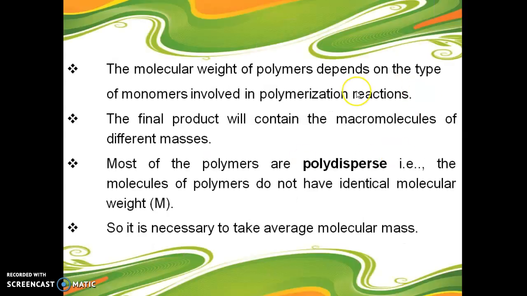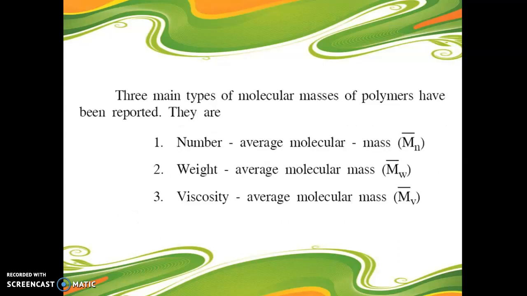The molecular weight of a polymer depends on the type of monomer involved in the polymeric reaction. The final product will contain macromolecules of different masses. So most of the polymers are polydispersed, that is, the molecules of a polymer do not have identical molecular weight. So it is necessary to take an average molecular mass. There are three types in that.